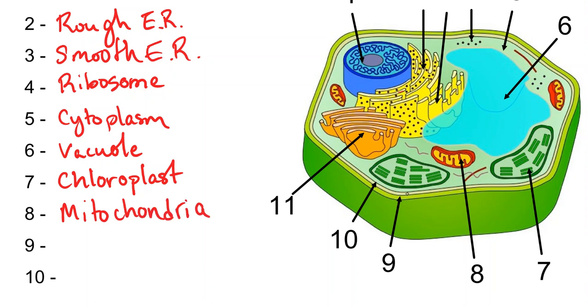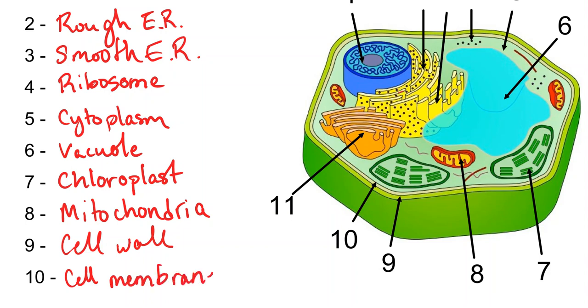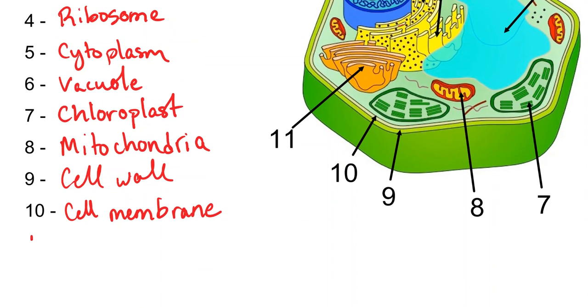Number 9 looks like it's pointing at the very outside of the cell. So that's going to be the cell wall. Number 10 looks like it's pointing at the inside of that kind of outside, if that makes sense. That's the cell membrane or the plasma membrane. I like both. And wouldn't you know it, number 11, Mr. Wall didn't put it there, but the Golgi apparatus.